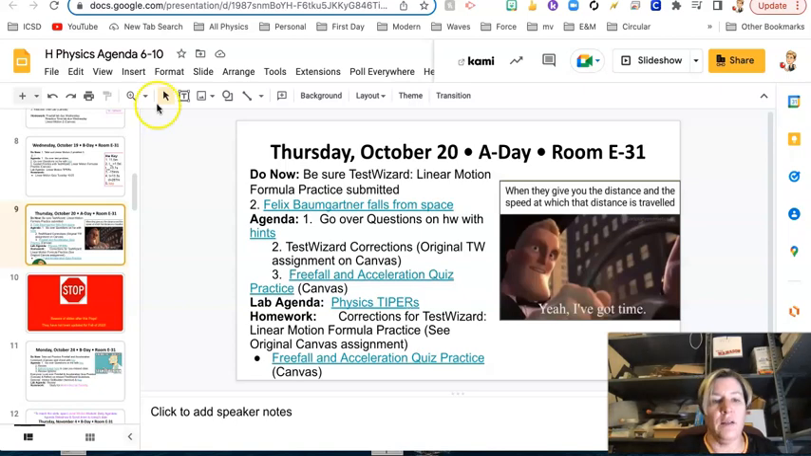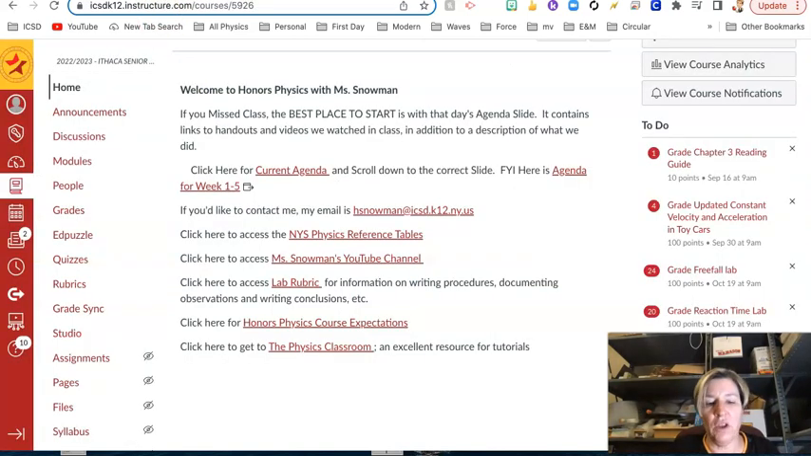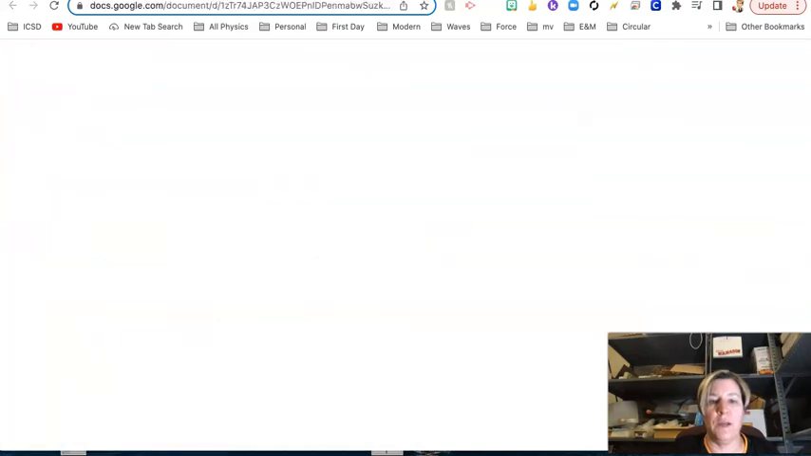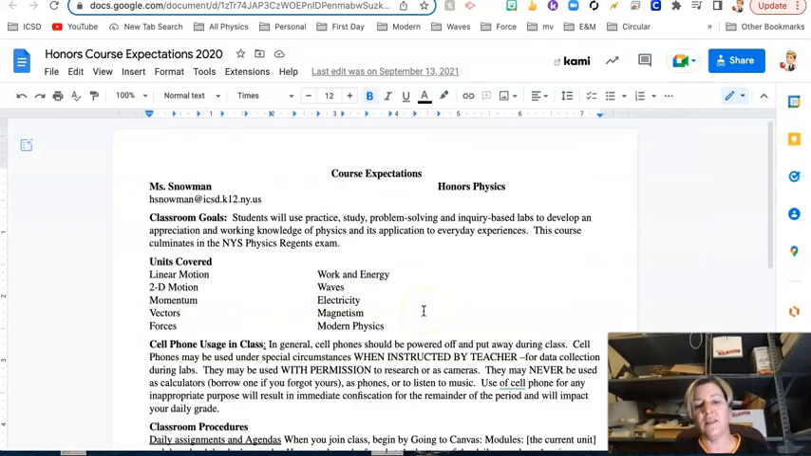Okay, let's go back to that home page. This is the New York State class that ends in the physics Regents. It's honors physics. And let's look at the course expectations, which are right here, and I've got those opened up there. As I said, this is the class that ends in the physics Regents, which is one of the two hardest Regents exams.